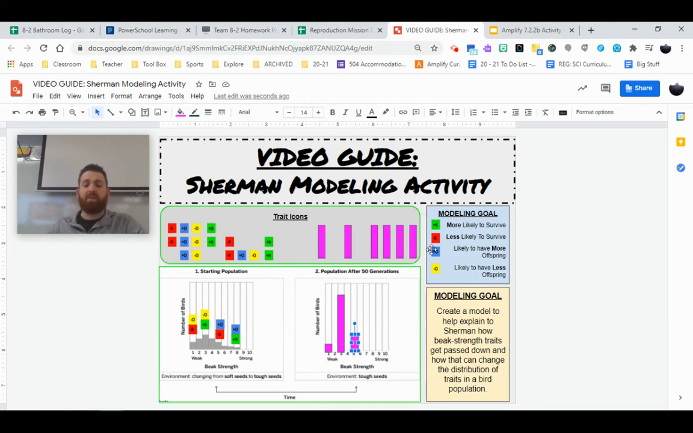So that's how we use our new modeling icons here in the first graph. That's how we use our old modeling icons to predict with our bars in the second graph.